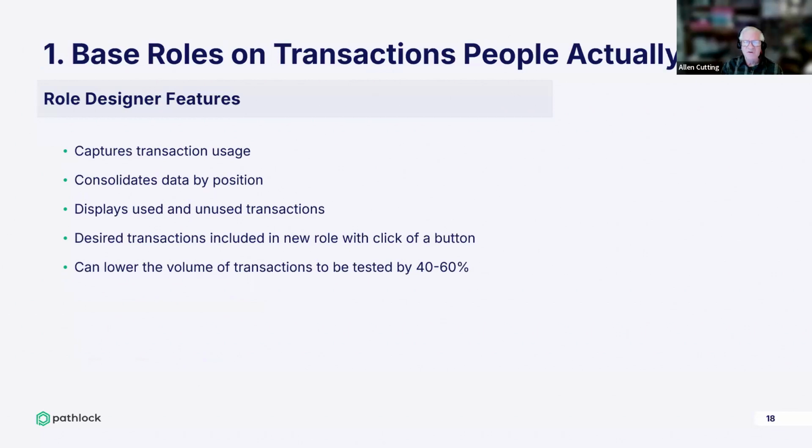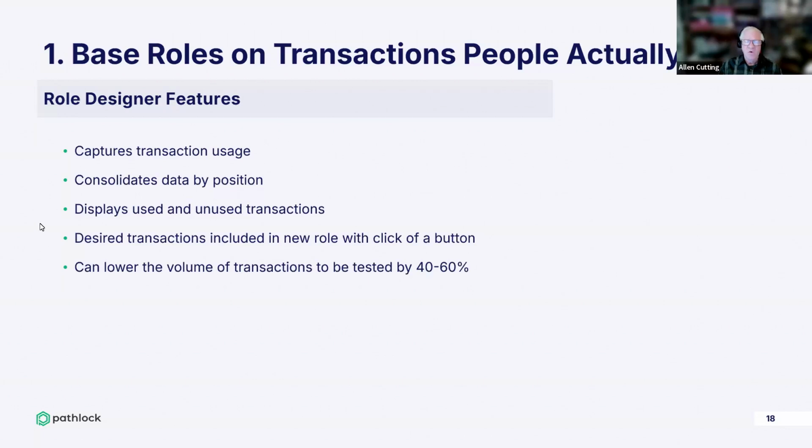So getting back to our four methods to easing the road to HANA, the first was base roles on transactions that people actually use. Role Designer has features like capturing transaction usage and consolidating it by position. You can then look at it by position because we build position-based roles. For example, an accounts payable clerk in the finance department of the US.